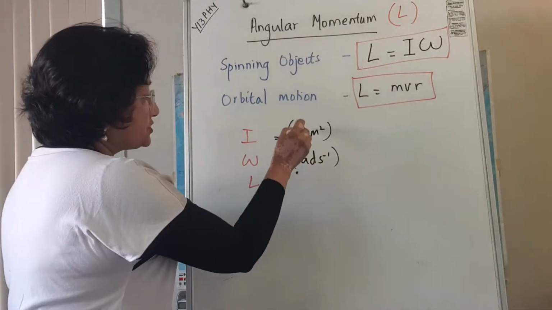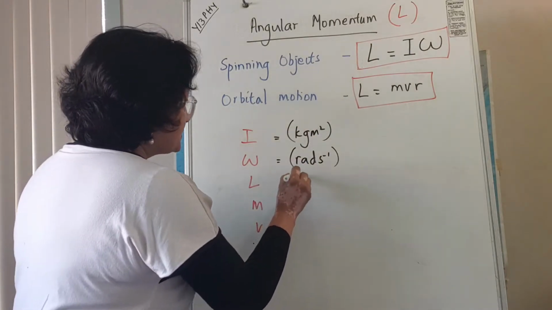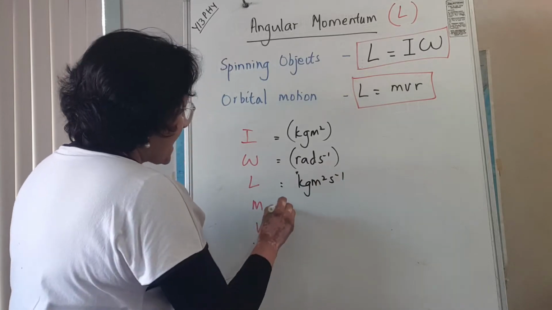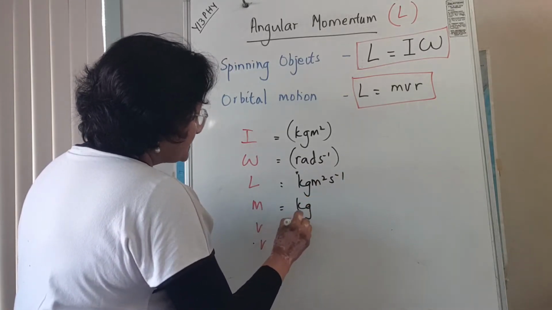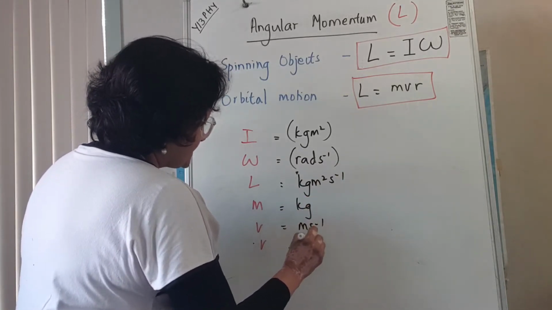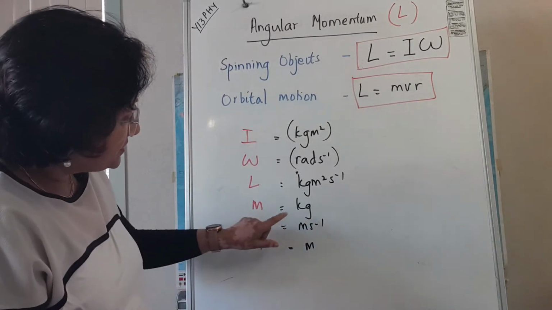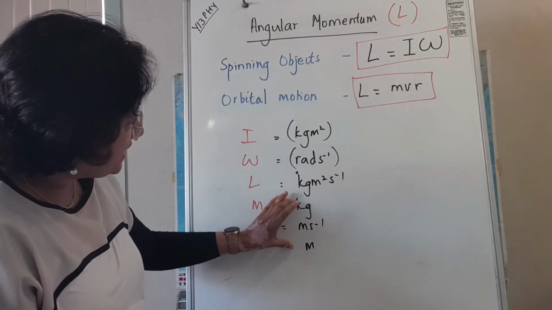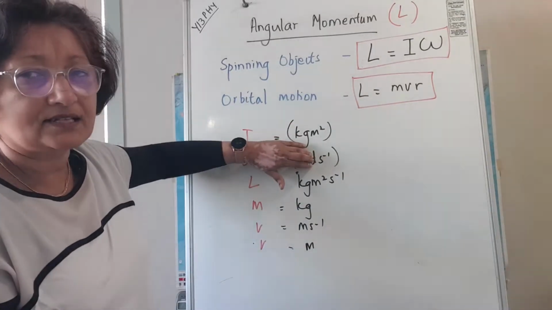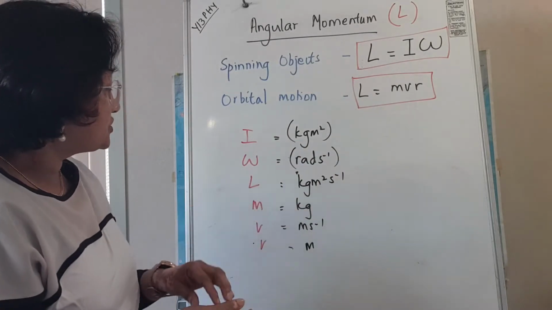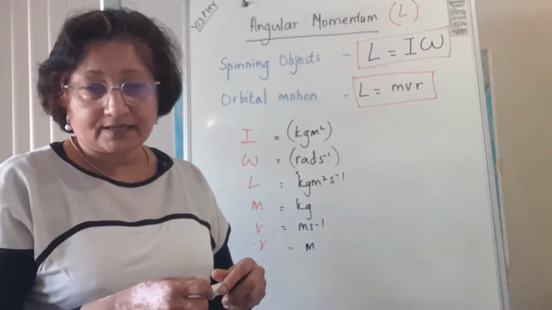It's actually just putting these two together. So it's kilogram meters squared per second, and mass is measured in kilograms, v in meters per second, and r is in meters, which is the radius. So it's just combining those two together. Radians does not have any dimensions, so it's just that. And that's how you come to the unit for angular momentum.